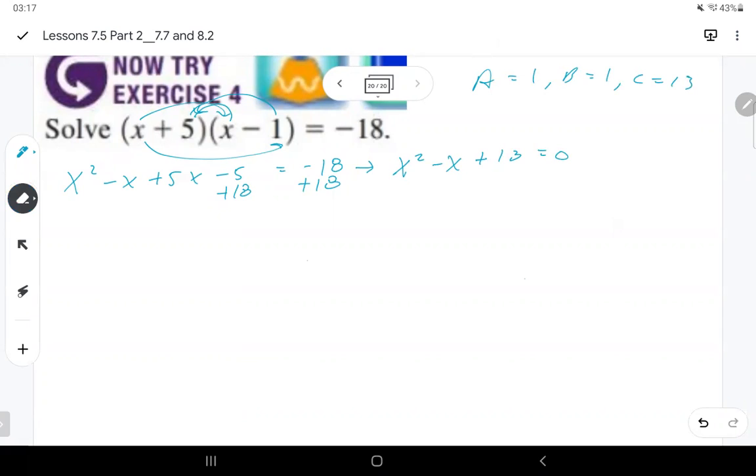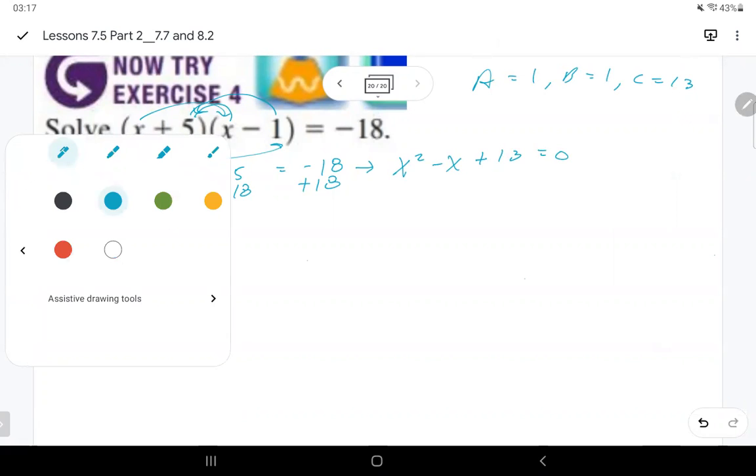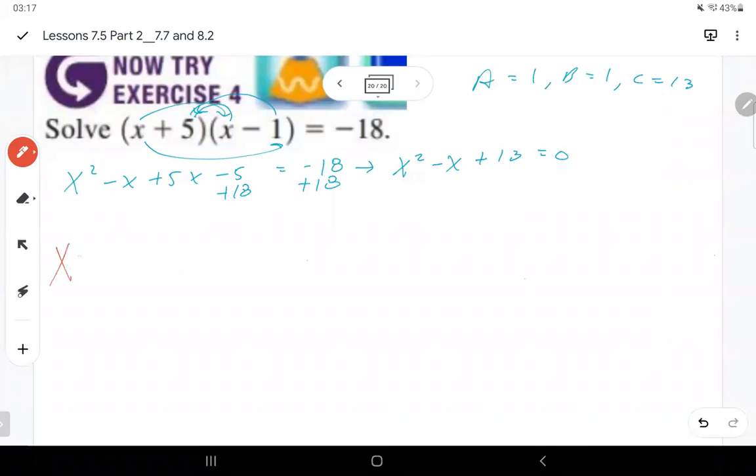And what you'll learn eventually is that the discriminant, which is the part under the radical, tells you certain things depending upon what it is. So if it's 0, it means one thing. If it's negative, it means one thing. If it's positive, it means another thing. So eventually you'll learn all of that.